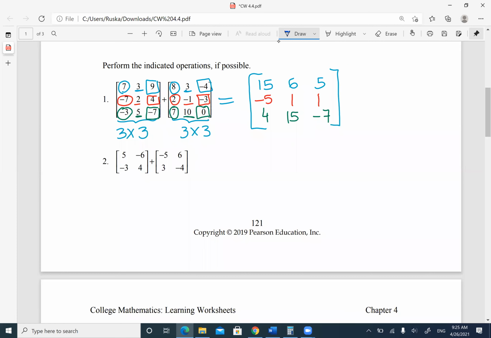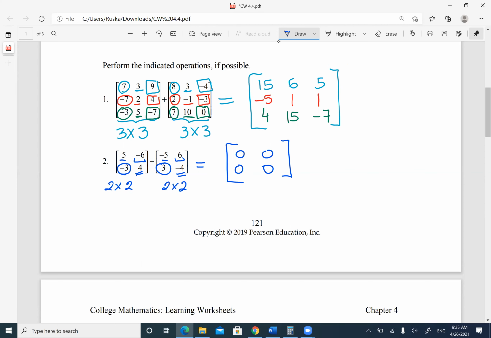So here we have 2 by 2, right? And the second one is 2 by 2. So my answer is also going to be 2 by 2. So I'm going to start: 5 plus negative 5 is 0. Then I have negative 6 plus 6, which is also 0. And then negative 3 plus 3, also 0. And then the final one is 4 minus 4, which is also 0, which is okay. So this is the 0 matrix.